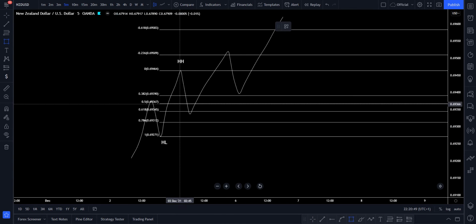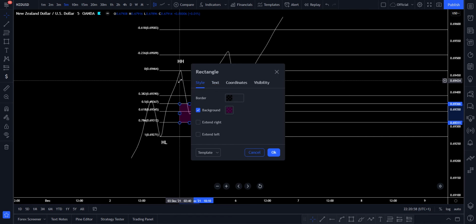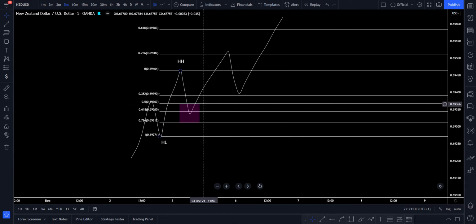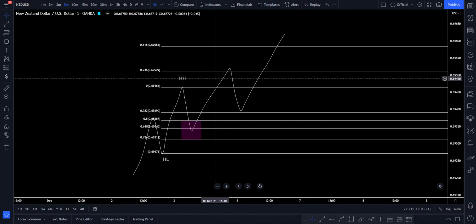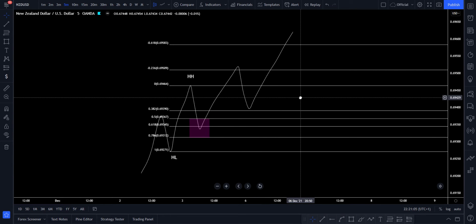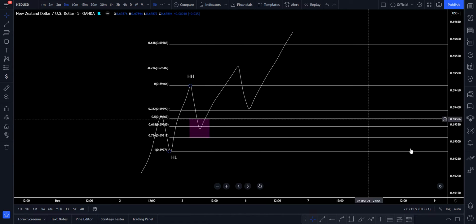This is how I personally use it. Some people may just wait for the 0.5 or only the 0.618, but I just use these three. And as you see, we had that. It's not like every single time this is what's going to happen. I'm just giving you an easy view to understand how it moves, right? So as you see, we had that touch right here.